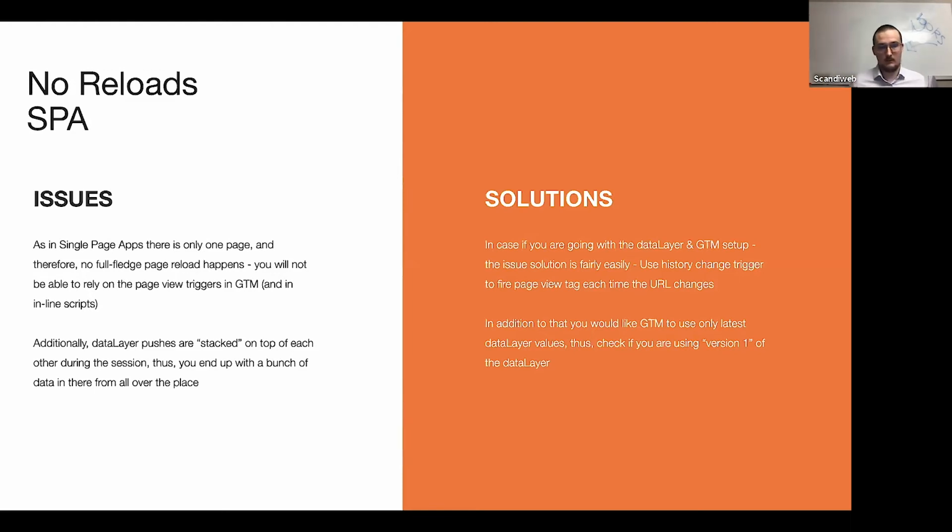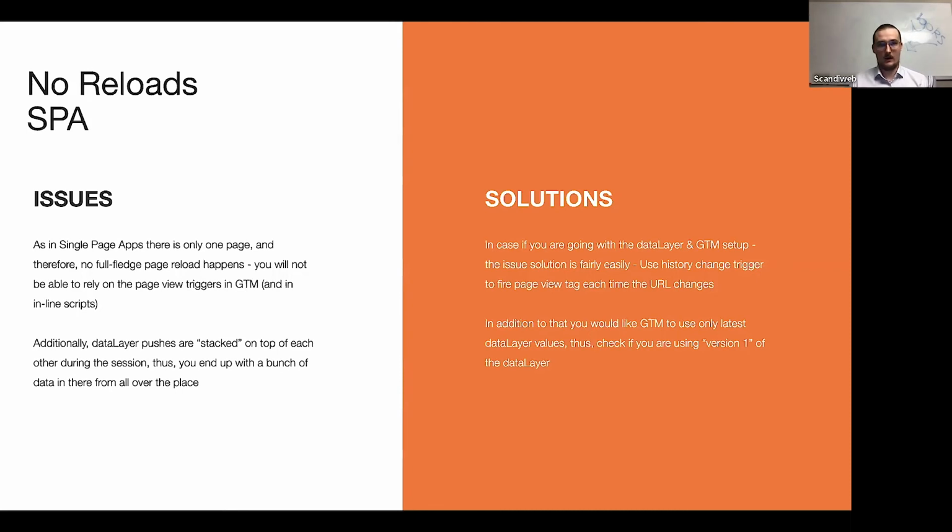The solution to this is in GTM. Probably you've all seen but never used it: when you create variables, specifically data layer variables, there is an option to choose the data layer version.